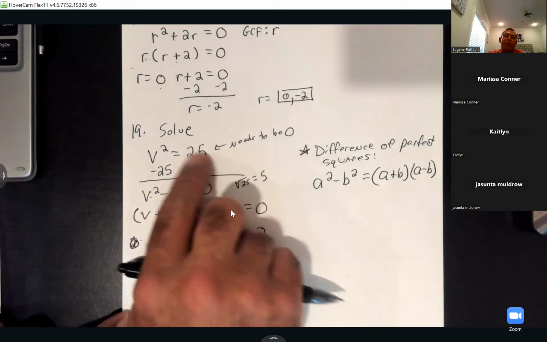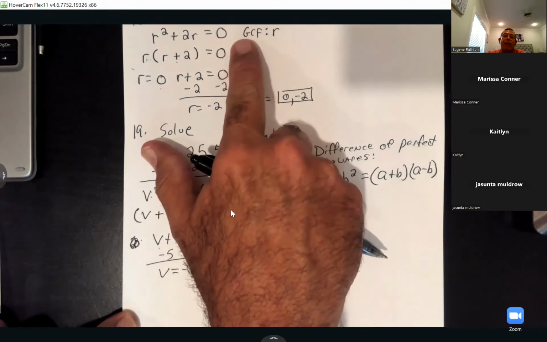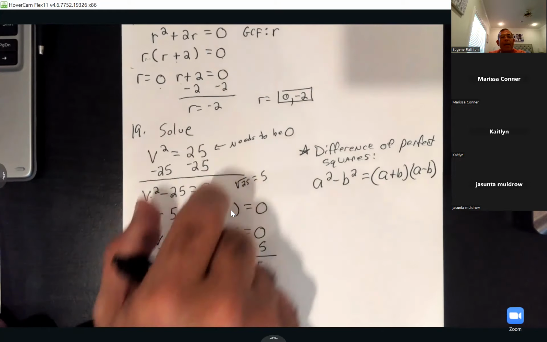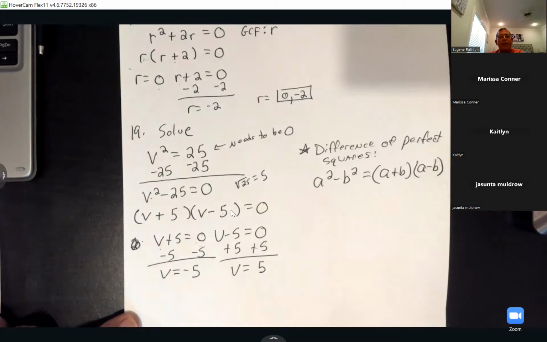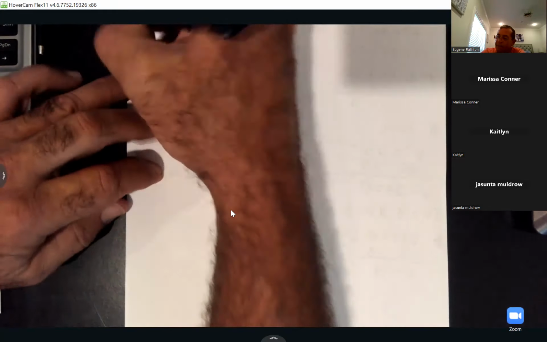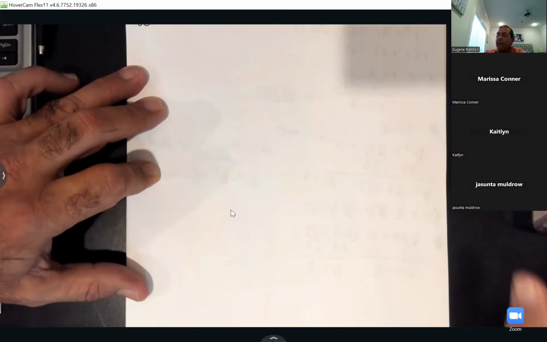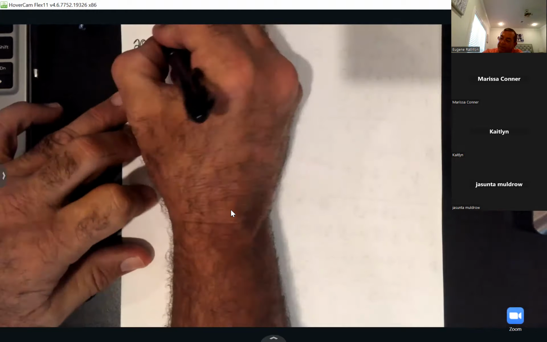So that's the trick on these quadratic equations, is getting them all equal to 0, like we had up here, and doing some kind of factoring to them. So y'all, that leaves us number 20. And guess what? Number 20 will be a solve again.